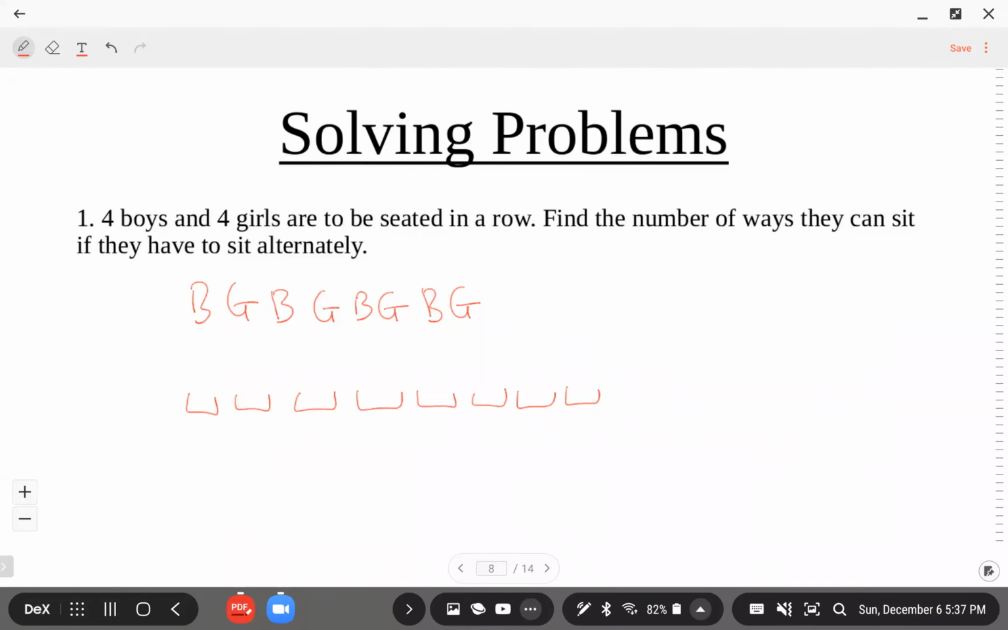So how many boys are possible in this first seat? We have 4 boys, so 4 boys are possible. Now this next one is going to be a girl. Then for the next boy, we already have one sitting in the first seat, so it's down one now. It's going to be a 3 right here.